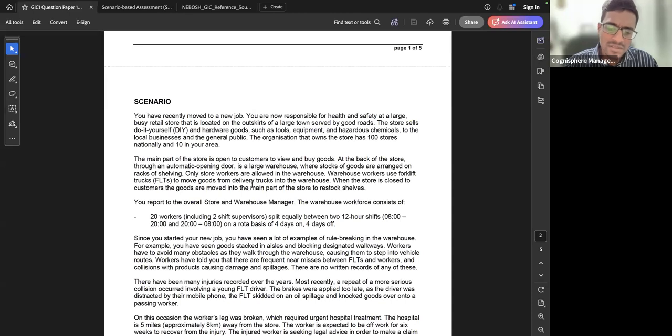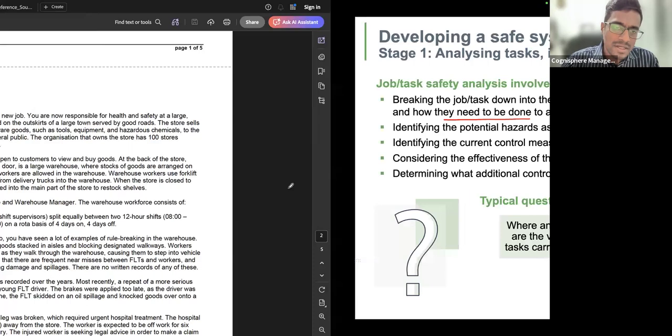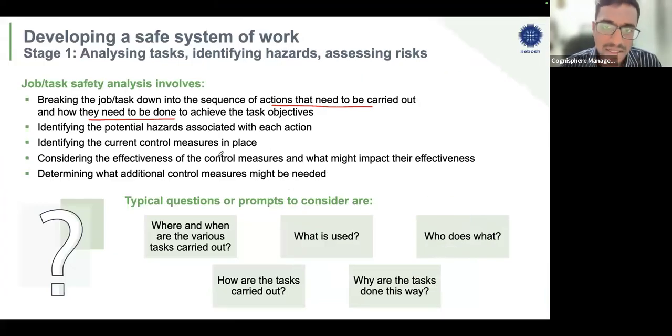And then the third is from the warehouse, you're moving the goods to the store. For each of these subtasks, we need to identify what the hazards are and the actions to be carried out so that these subtasks are done safely. So identify the potential hazards, identify the control measures. This is where you're doing your risk assessment. And then consider the effectiveness of control measures and what might impact the effectiveness. So the first step is you do your risk assessment, and then you prepare your safe procedure.